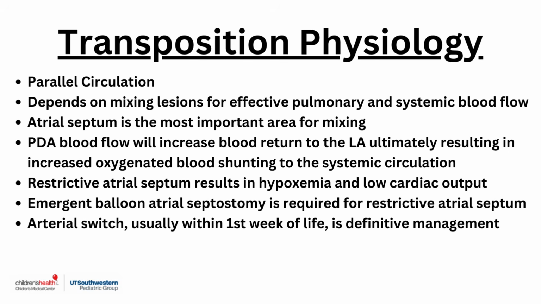So to summarize, with transposition physiology, there's a parallel circulation. These patients depend on mixing lesions for effective pulmonary and systemic blood flow. The atrial septum is the most important area for mixing. PDA blood flow will increase blood return to the LA, ultimately resulting in increased oxygenated blood shunting to the systemic circulation. A restrictive atrial septum results in hypoxemia and low cardiac output and can be deadly in these patients. An emergent balloon atrial septostomy is required for restrictive atrial septum. And then ultimately, an arterial switch operation, usually within the first week of life, is the definitive management for these patients.